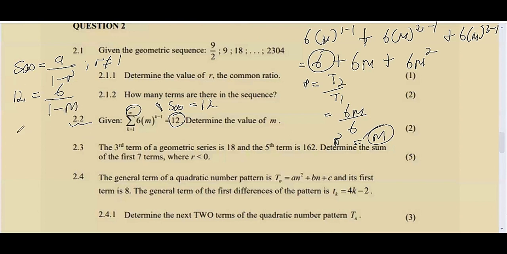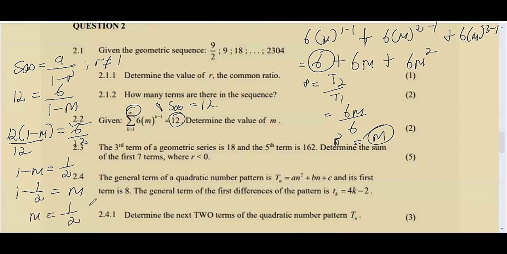Then if we cross multiply this, that's 12, bracket 1 minus m is equal to 6. Let's just divide both sides by 12. So we have 1 minus m is equal to 1 over 2. Then bring over the m to this side. That's 1 minus 1 over 2 is equal to m. Then 1 minus half, that's m is equal to 1 over 2. Right. Then for 2 marks, that's all you were expected to do.